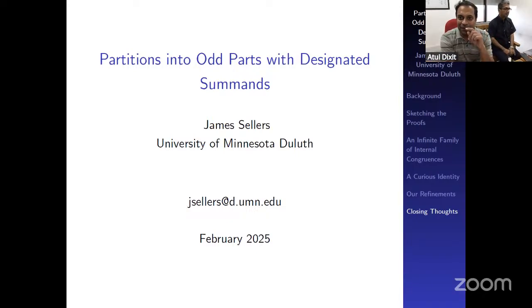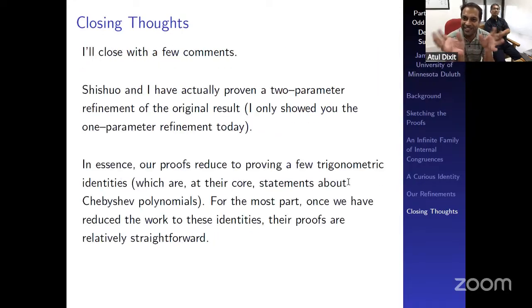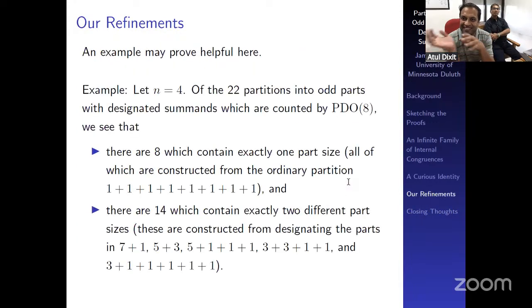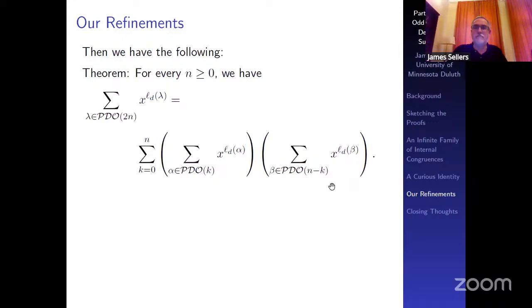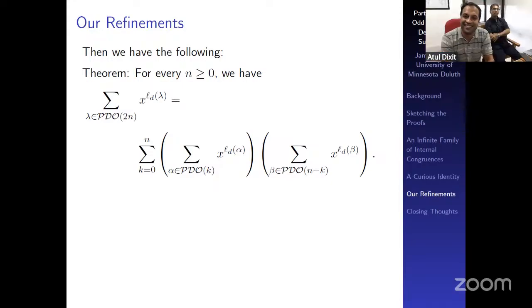So I have a couple of questions. One of them is regarding the one parameter generalization that you showed. When you differentiate that identity with respect to x and then put x equal to 1, you'll be getting identities between number of different part sizes, right? Yes, that sounds right, Atul, although I have to admit, Shishuo and I didn't think of that at all. It's a really fun idea, but yeah. I didn't think of that.